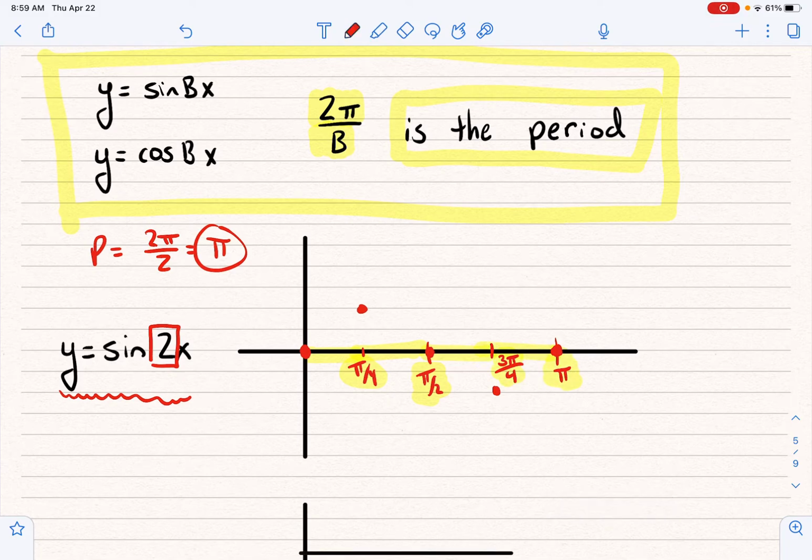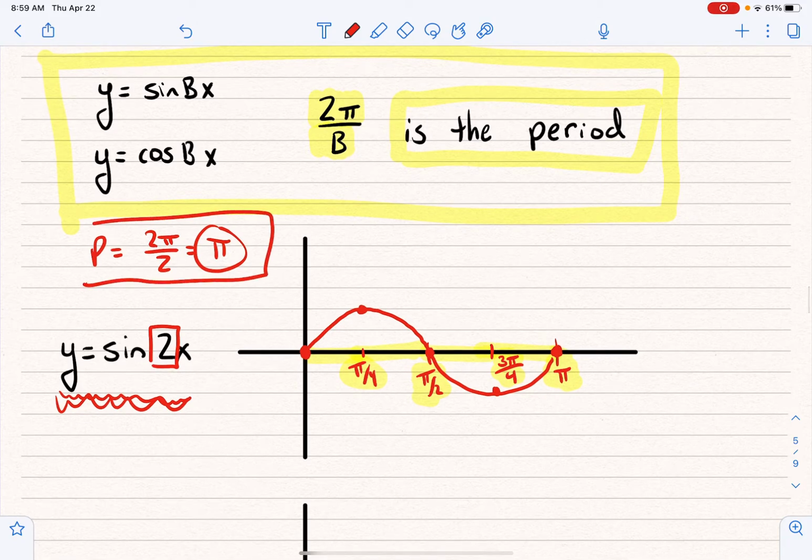And then I graph it. Go up to that high point, pass down through the axis, hit the low point, and go back up. All right? And so that would be how I would graph y equals sine of 2x. First thing I have to do is think about how that b value affects the period, and then I just graph it accordingly.